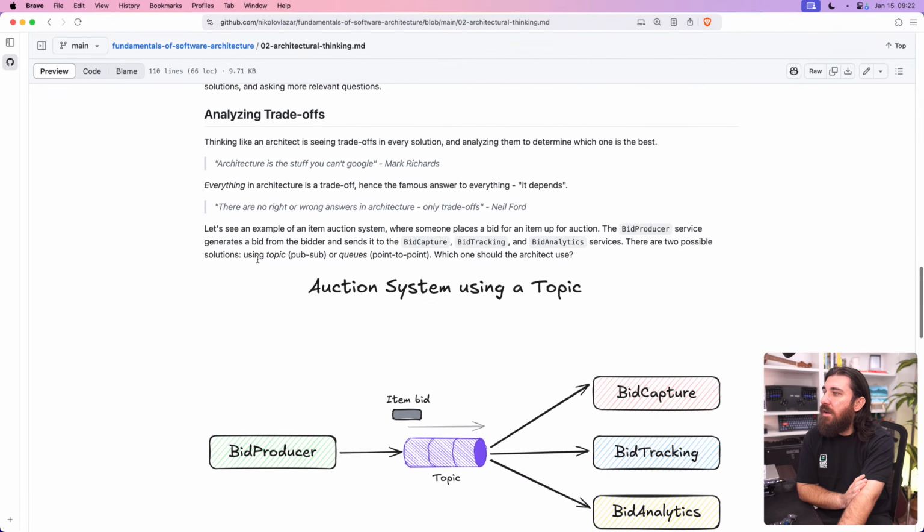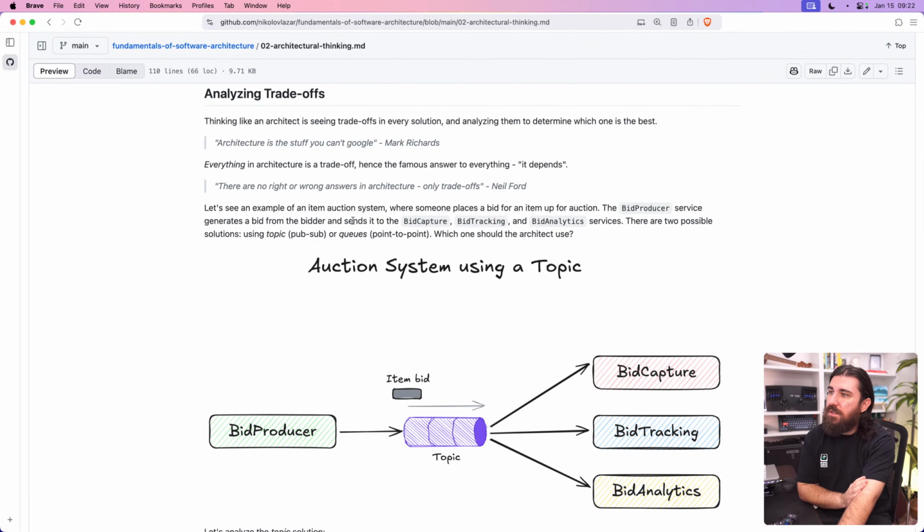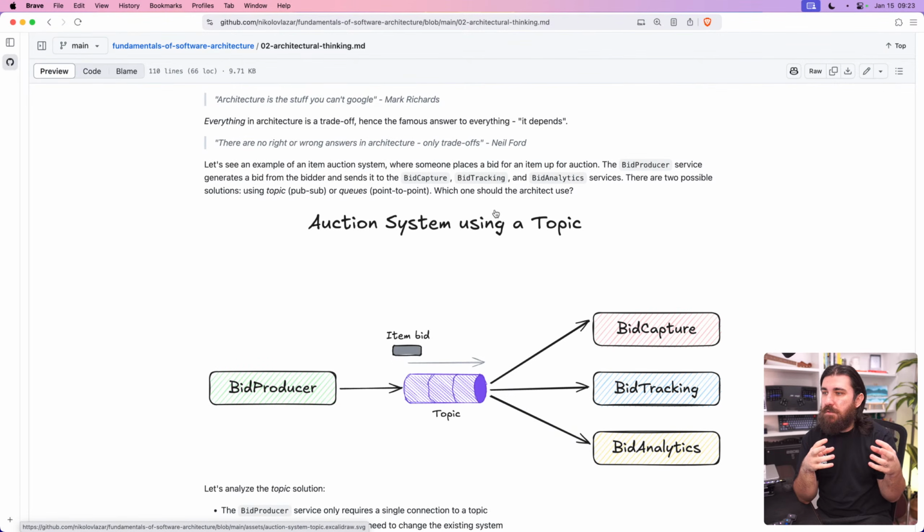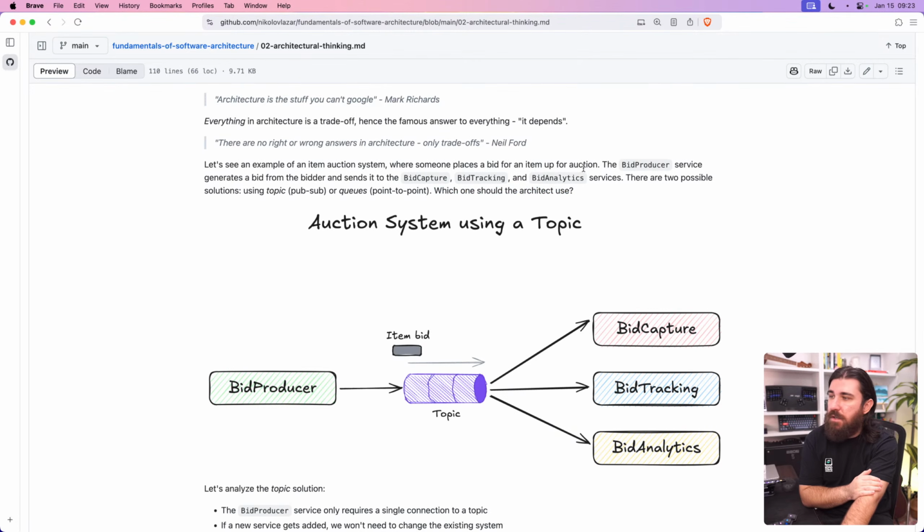So we're going to see an example of an item auction system where someone places a bid for an item up for auction. The bid producer service generates a bid from the bidder and sends it to the bid capture, bid tracking, and bid analytics services, right? This is like a microservice situation, and we need to figure out the communication. There are two possible solutions for inter-microservice communication: using topics like PubSub, or queues, point to point. Which one should the architect use?